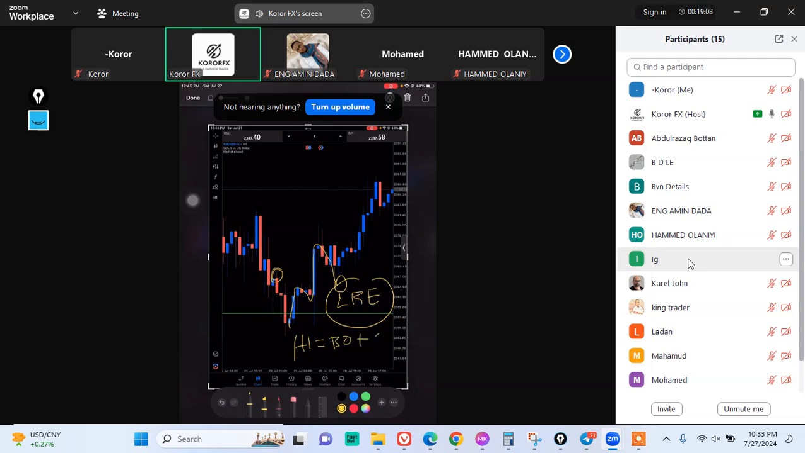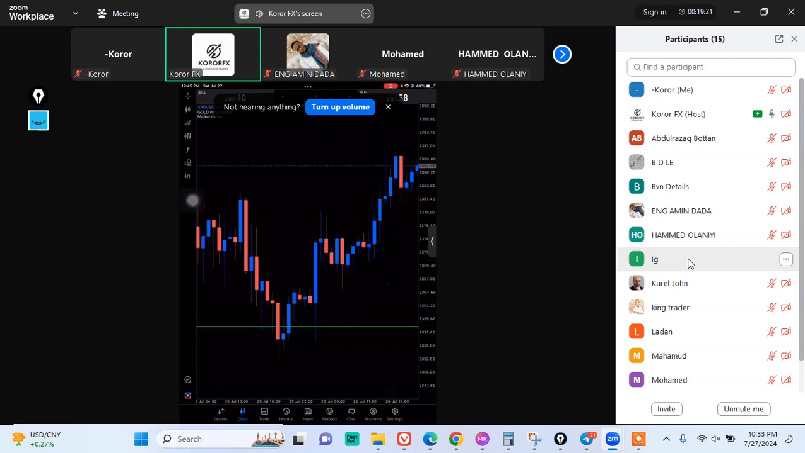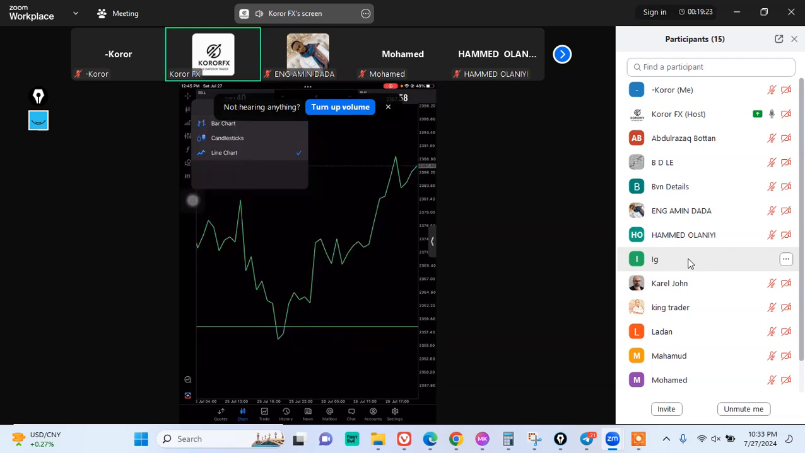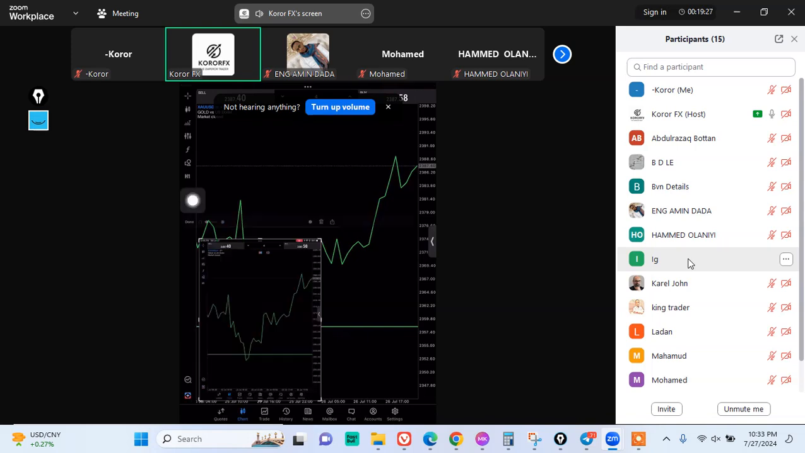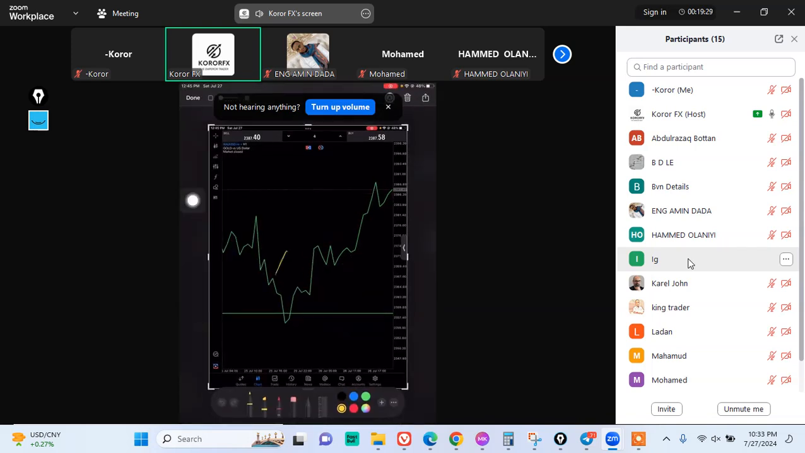breakout plus setup. Why? Because this is the rejection, right? The last high that was formed before the rejection was here. I can show you in a line chart, okay? In a line chart. Look here. This was the last high. You guys see? Then price will break that last high, and then comes the zone. Then buy. That's it, guys.